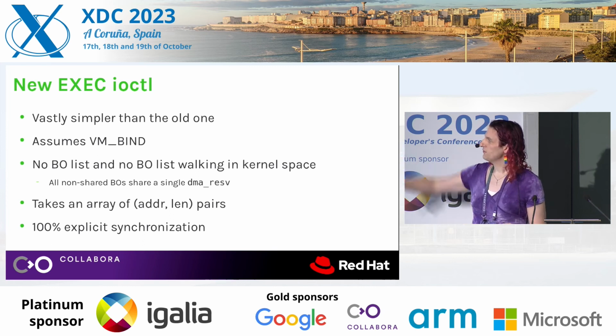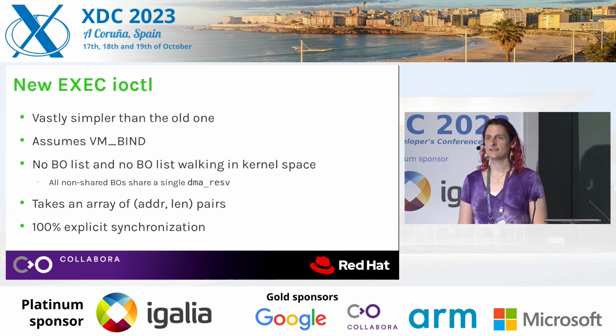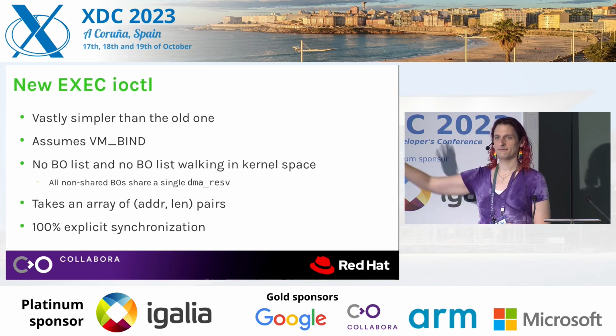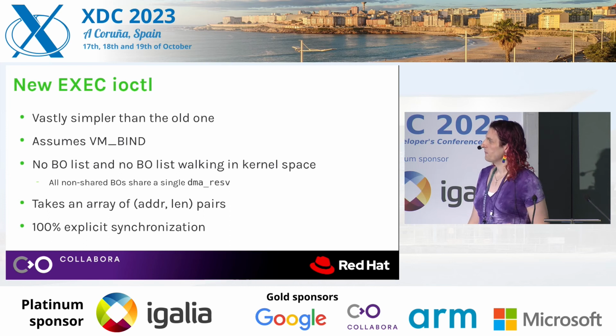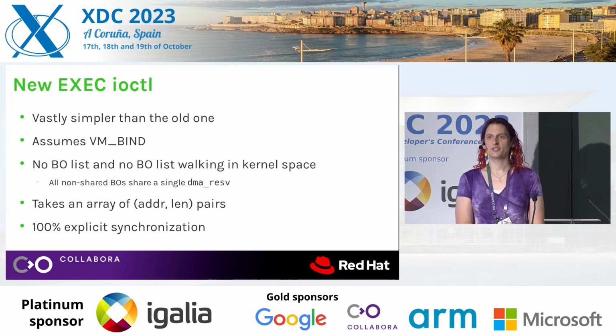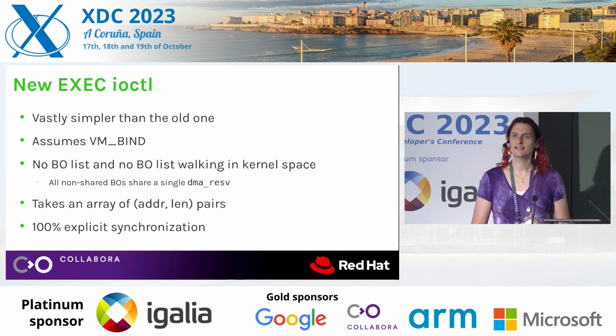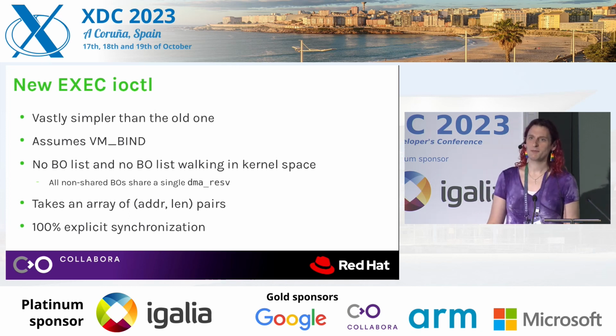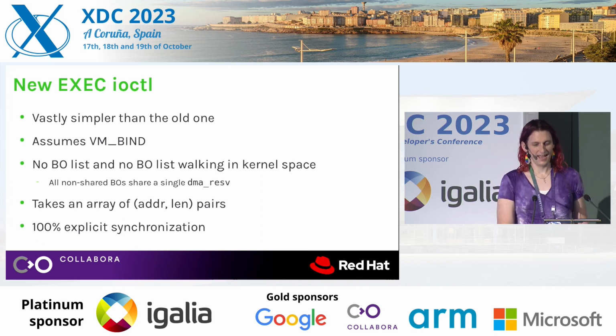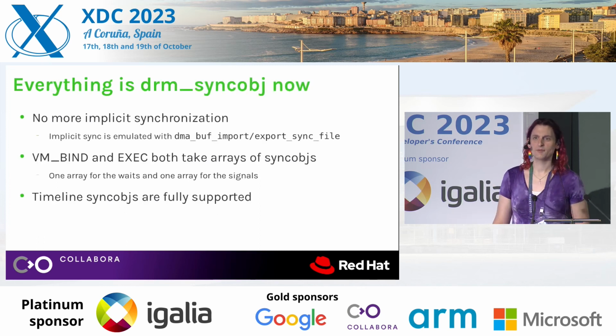The ioctl itself just takes a list of addresses and lengths. It doesn't actually need to care about what buffers are there because they're already bound, and we just fire them off. And it's now 100% explicit synchronization. So no more implicit sync on BOs, no more hacks inside Vulkan where we have sync objects that are backed by BOs. That was awesome. And everything is now DRM sync object. So yeah, all the implicit synchronization stuff is gone.